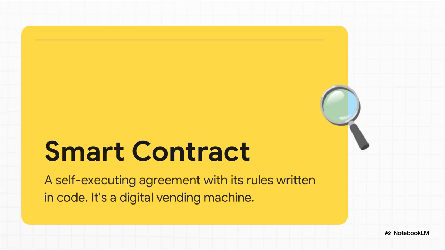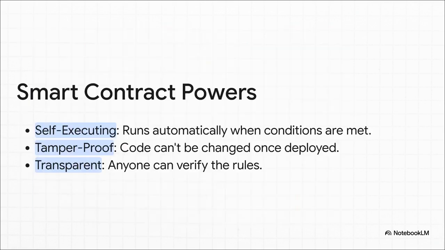It's a digital vending machine that lives on the blockchain. It's an agreement where all the rules are written directly into code, and it runs itself, it executes itself automatically whenever those rules are met. And this digital vending machine, well, it has three superpowers. First, it's self-executing. It just runs all by itself. Second, it's tamper-proof. Because it lives on the blockchain, nobody can go in and change the rules after it's been set up. And third, it's transparent. Anyone who has access can look right at the code and see exactly what the rules of the agreement are.